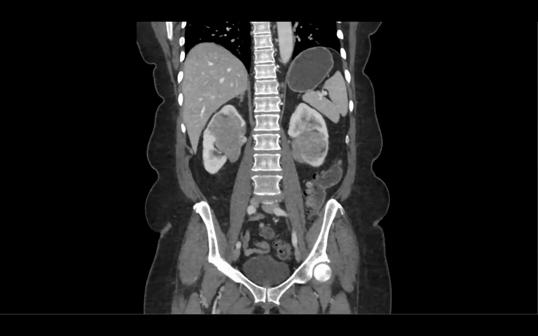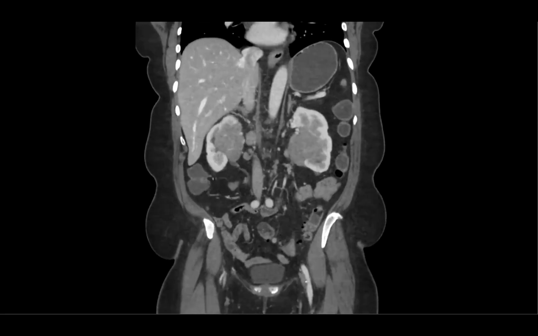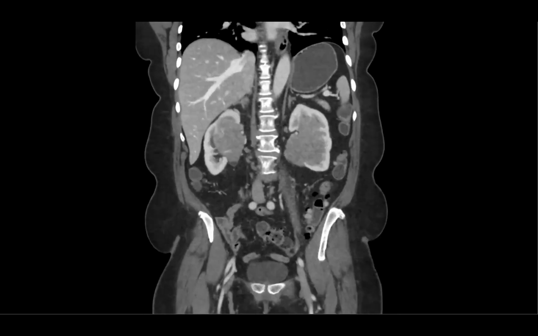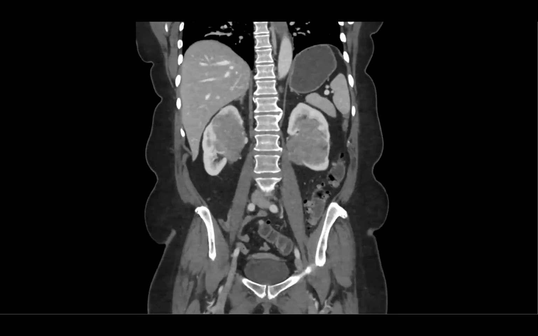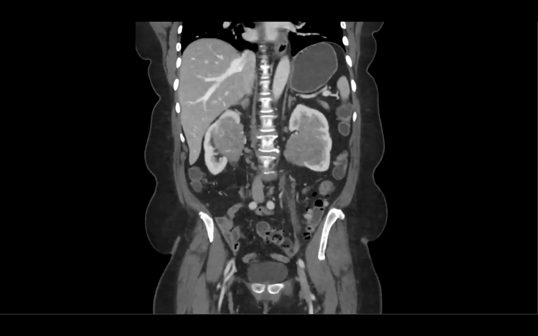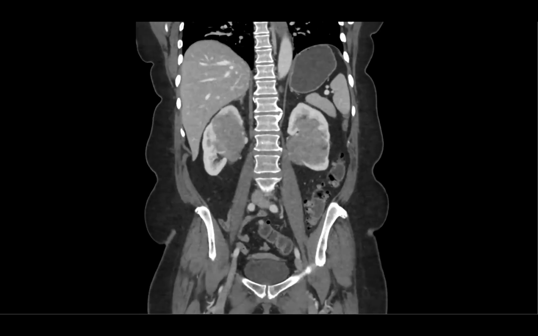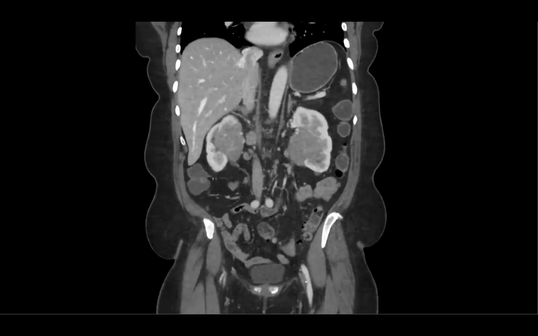This next case, what do you think? We have bilateral renal masses. Renal or urothelial? What do you think? I'm thinking lymphoma. Maybe transitional cell. That's a really bad upper tract TCC, or maybe lymphoma.